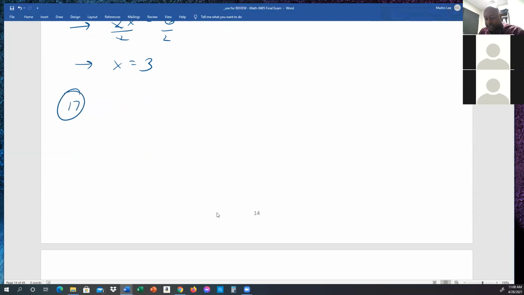Okay, number 17 says the difference of 3 times a number and 5 times the same number is 4. Find the number. So the difference of 3 times a number and 5 times the same number is 4. And now we solve this for X. So 3x minus 5x is -2x. That equals 4, and divide both sides by -2. So X is equal to -2.